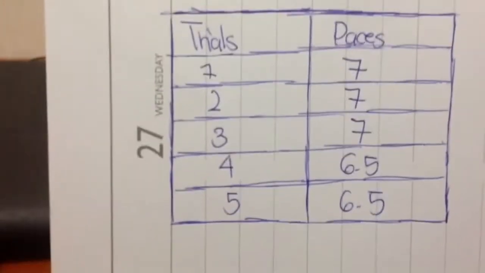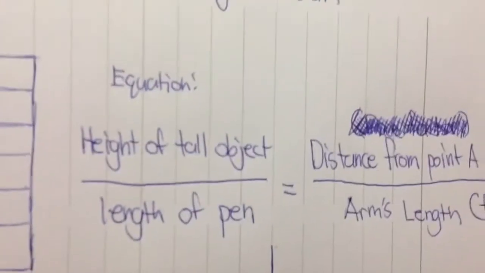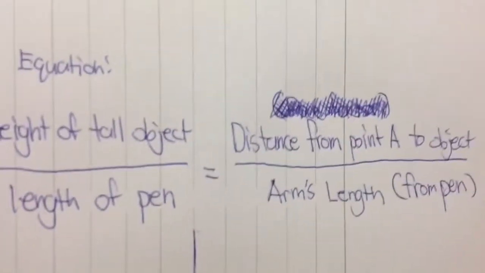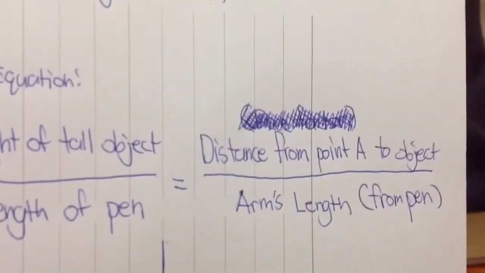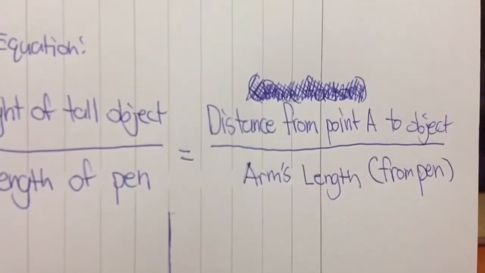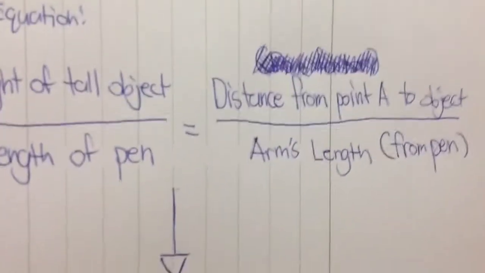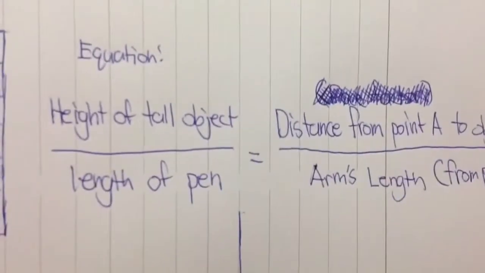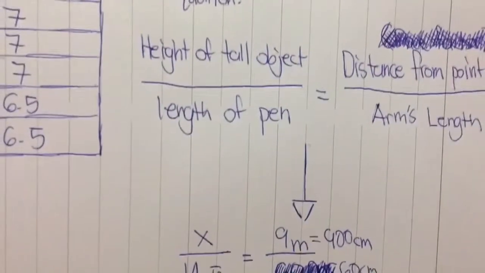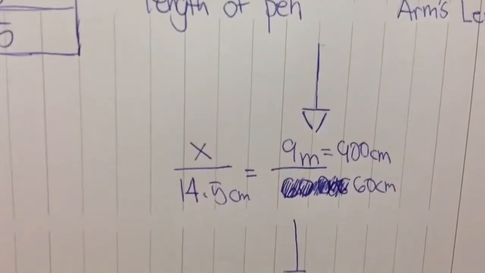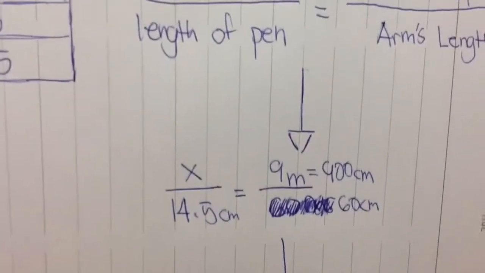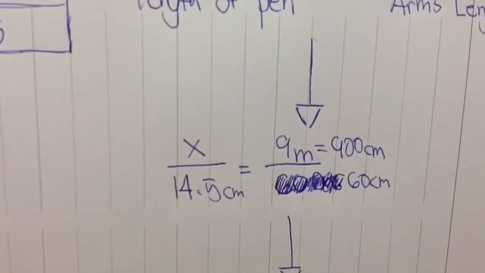5 is again 6.5. The equation to get the height of a tall object is this over the length of the pen, equal to the distance from point A to the object, point A being Ben and the object being the door, over the arm's length from Ben, which is 60 cm. When we replace these words with numbers and variables, since we don't know the height of the tall object, we're just going to make it a variable first to make it easy and general, x. The length of the pen we're going to make 14.5 cm.